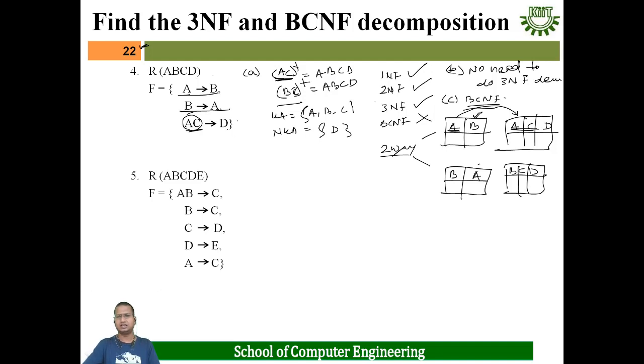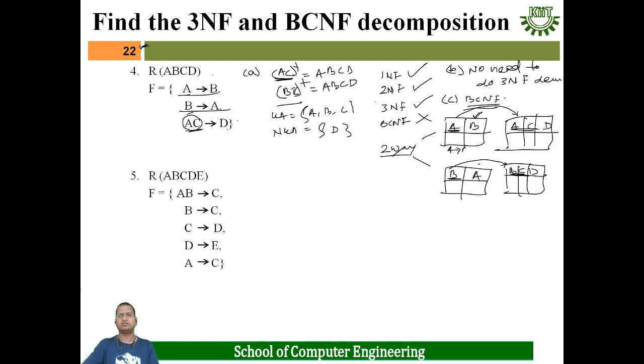Okay, and here B will be your key, and in this case, BC can be taken as a key, and this will be the foreign key for this B. This decomposition you can take, and this decomposition you can take. Then we can check whether all the dependencies are preserved or not.